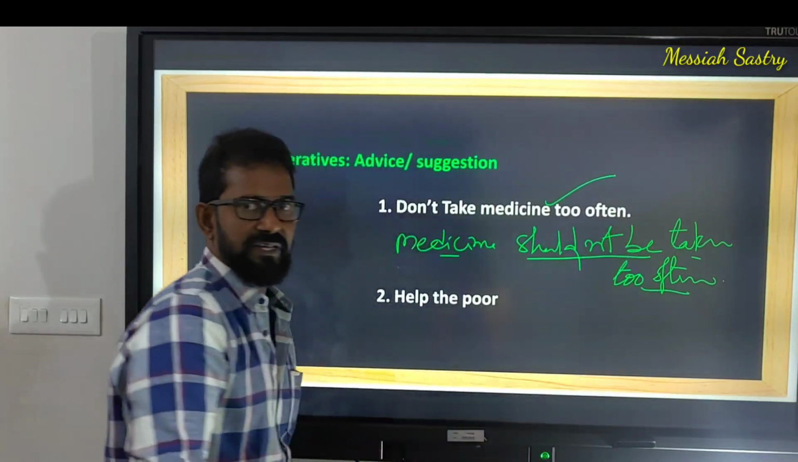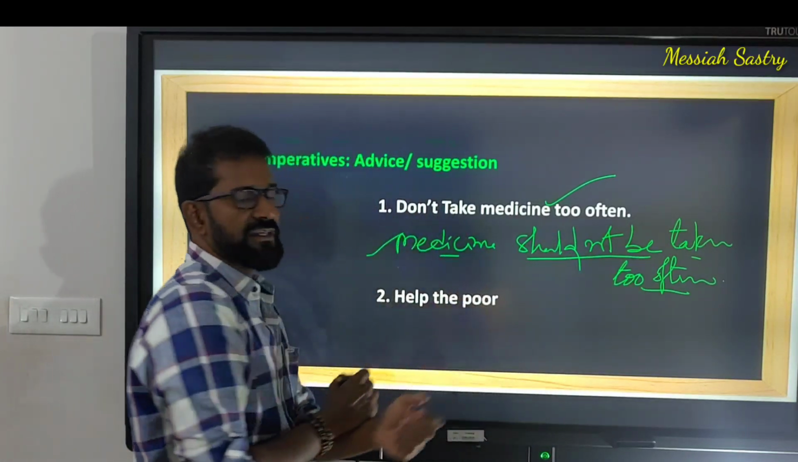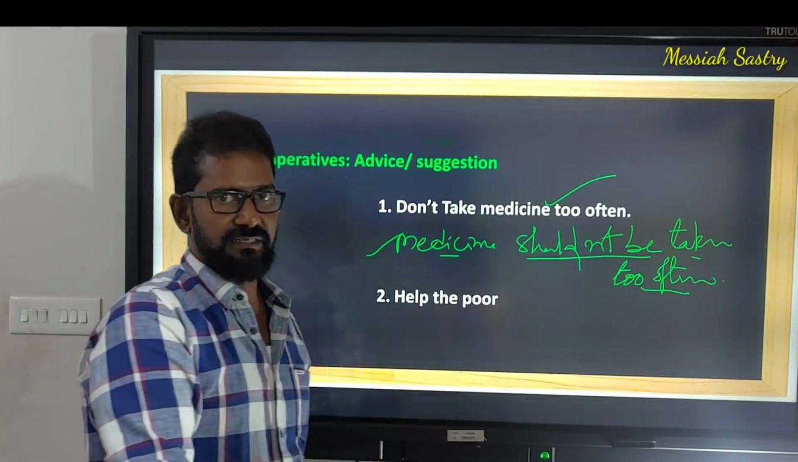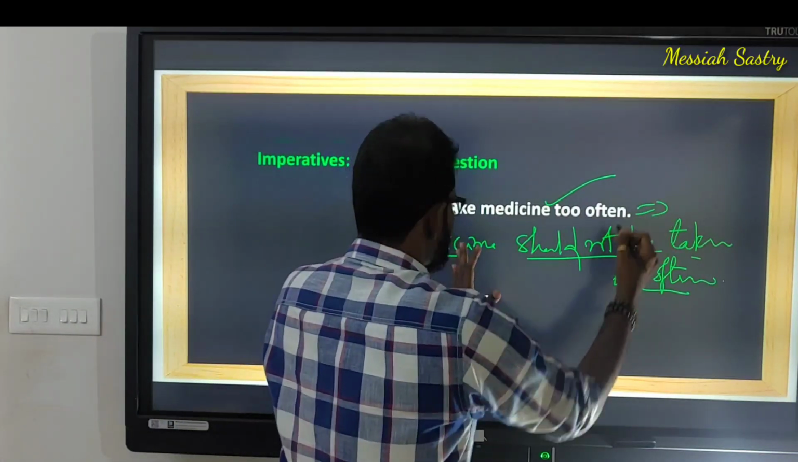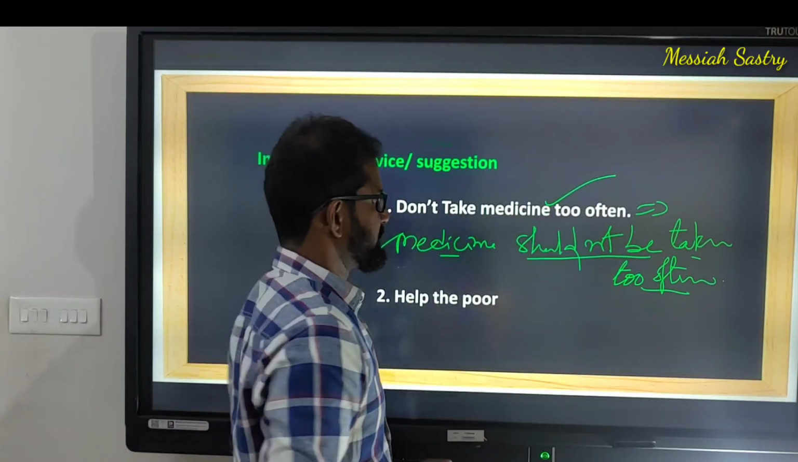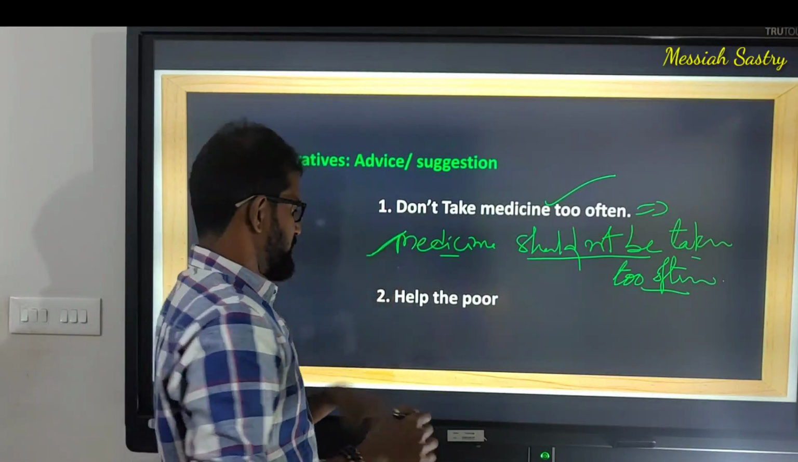Whereas this is an imperative mood, medicine should not be taken is an assertive sentence. So we totally changed the mood of the sentence. So this is also not correct or equal to the active voice, don't take medicine too often. But somehow this is supposed to be the answer that you find in the books.